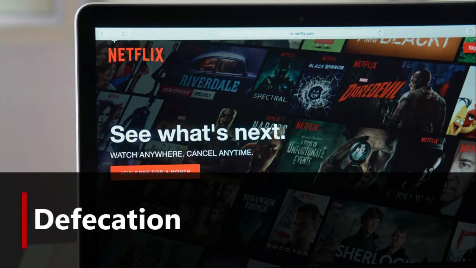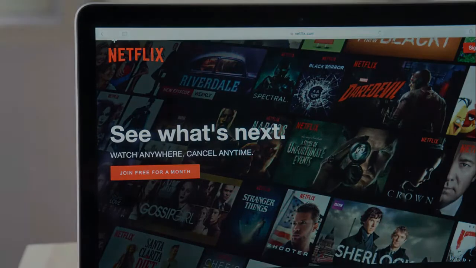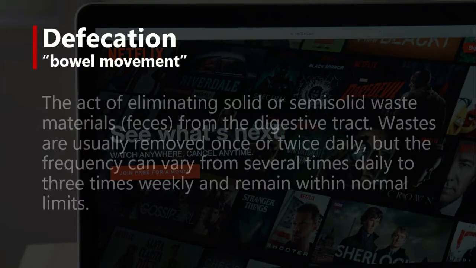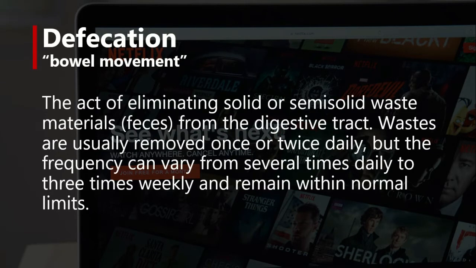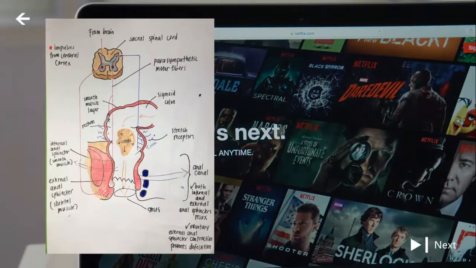Next is defecation. From a different perspective, do you ever wonder about the time, place, and frequency of your bowel movement? Or when the signal takes place telling us the desire to defecate? Defecation, also called bowel movement, is the act of eliminating solid or semi-solid waste materials or feces from the digestive tract. Wastes are usually removed once or twice daily, but the frequency can vary from several times daily to 3 times weekly and remain within normal limits.